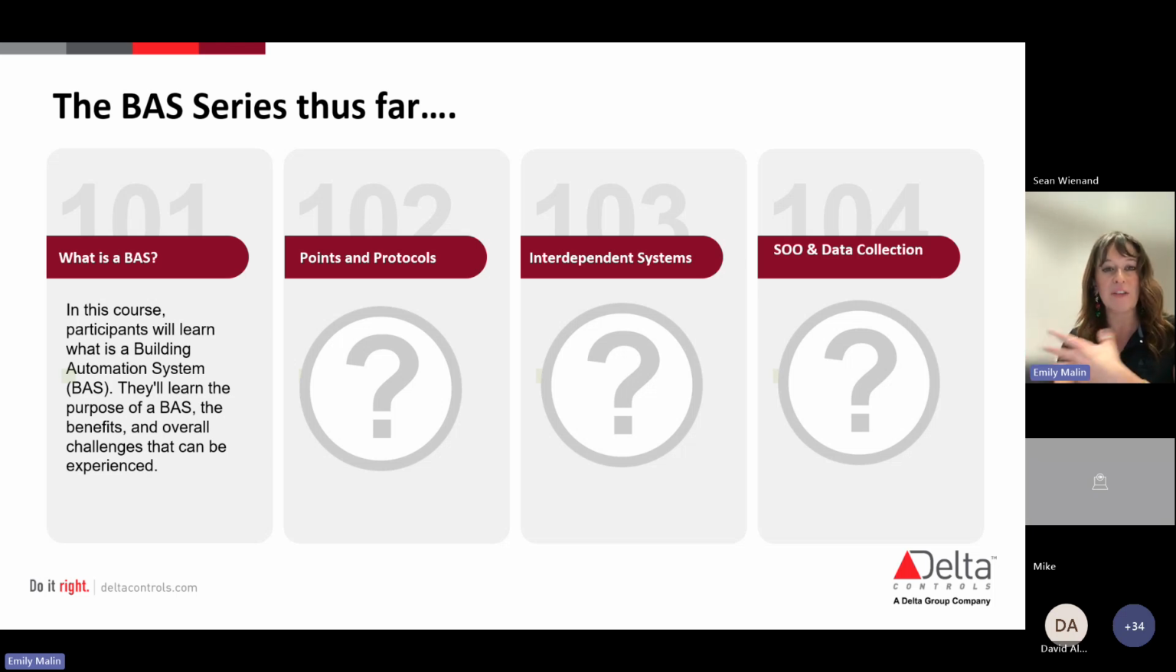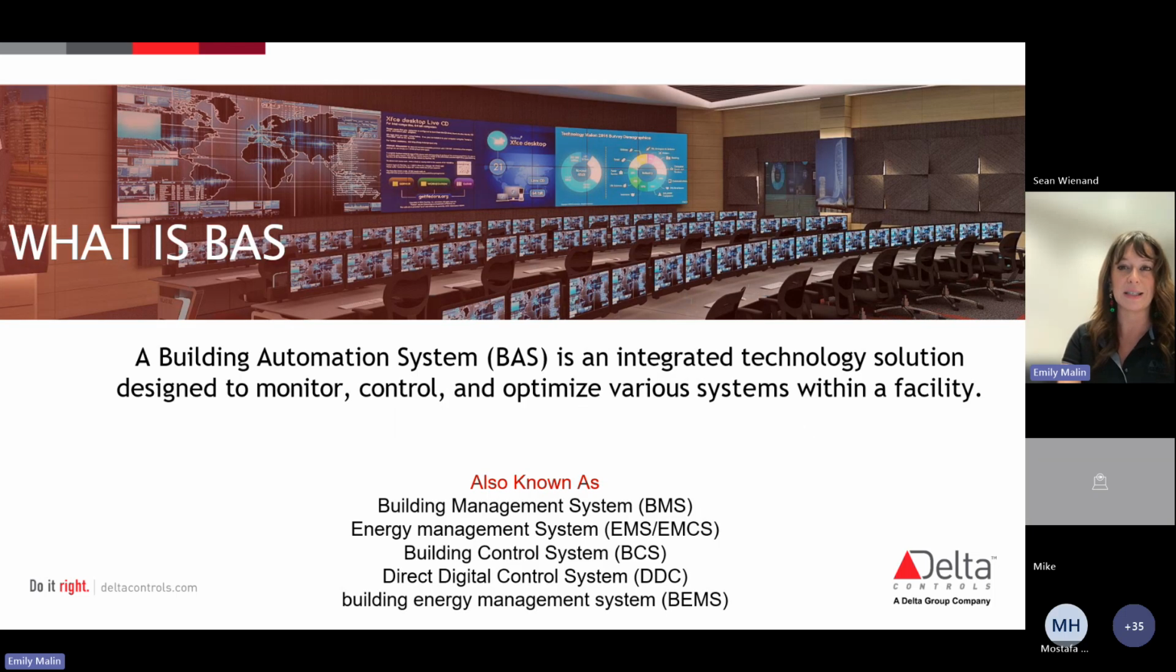So we'll learn, like I said, the benefits, the overall challenges, and just a little bit of information around BAS systems in general. So what is a building automation system? In its entirety, a building automation system is just an integrated technology solution that is designed to both monitor, control, and optimize various systems within a facility. I like to think of your BAS as your central command for your entire building. This is where you're really going to be able to see, hey, all systems are good to go, or Houston, we got a problem.